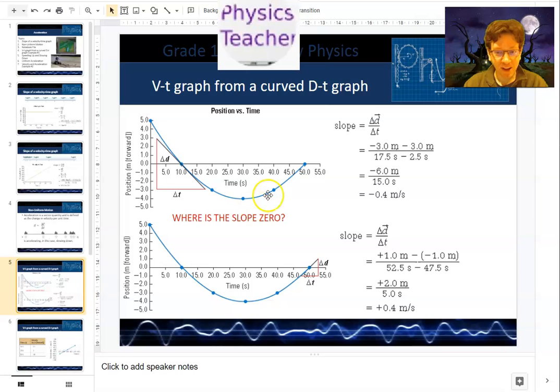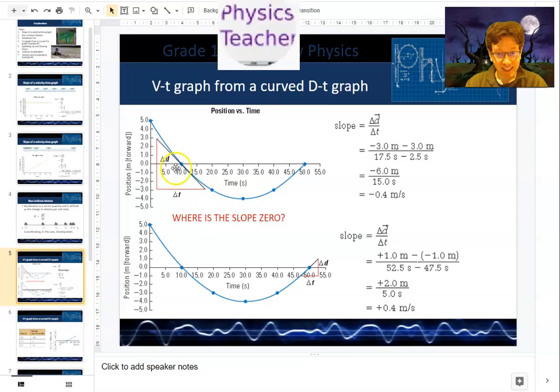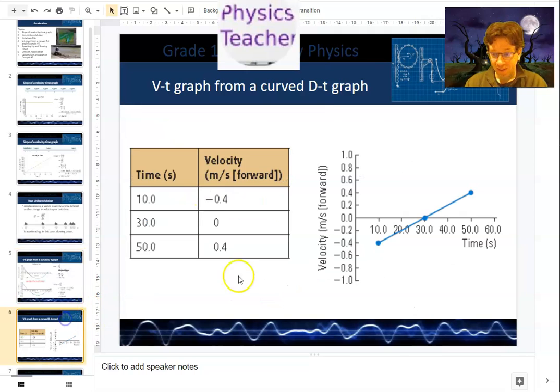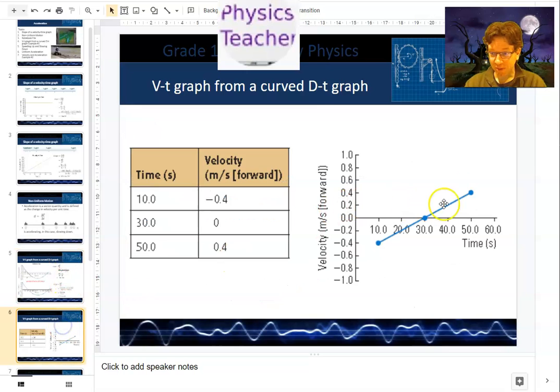In fact, if you were to draw this as a velocity time graph, it would look like this. Right? Initially moving away from the origin, hence the negative slope. And then coming to 0 right when we change directions. And then the slope becomes positive right here because we're running back towards the origin. So the slope becomes positive.